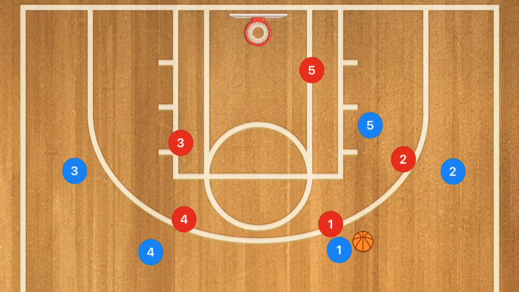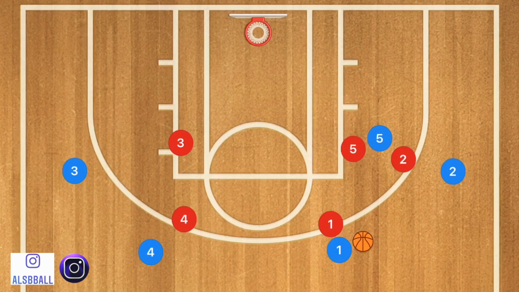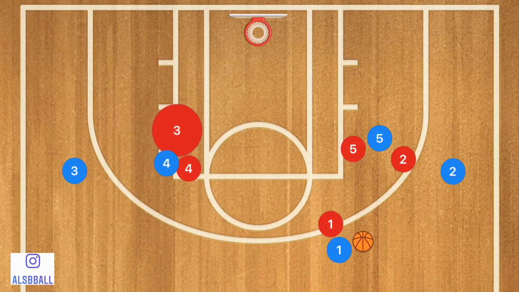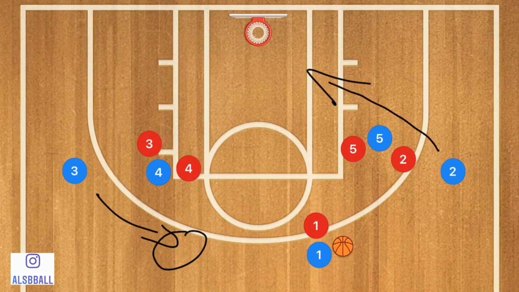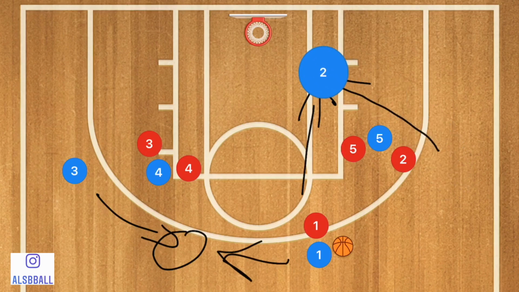We're going to have player 5 setting a back screen for player 2. And at the same time, we're going to have player 4 setting a screen for player 3. If his player is playing proper help defense, he'll be down here. If he's not, then he'll be up here, one or the other. And we're going to have player 3 popping up to where player 4 was. And player 2 is going to be using player 5 as a back screen. And player 1 can either pass to player 2 or to player 3.